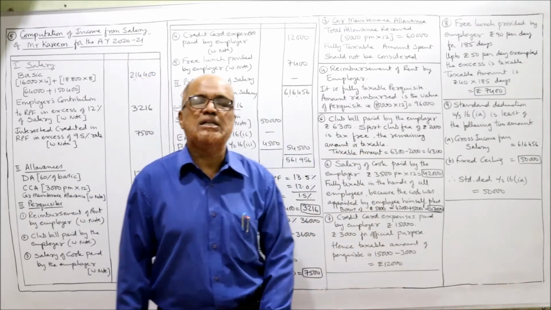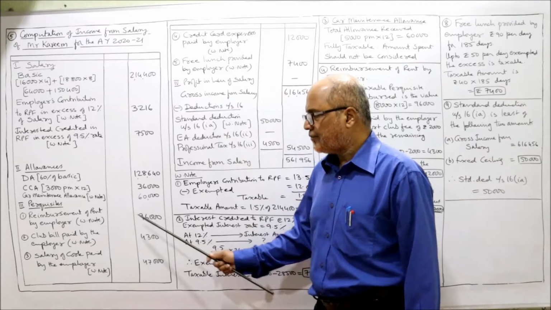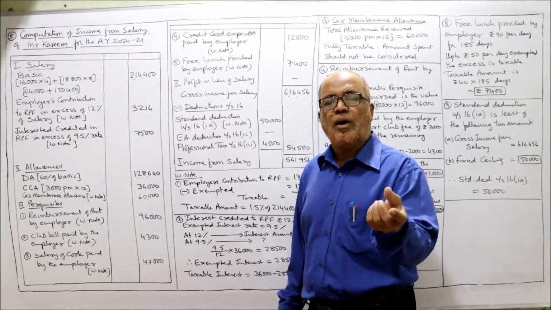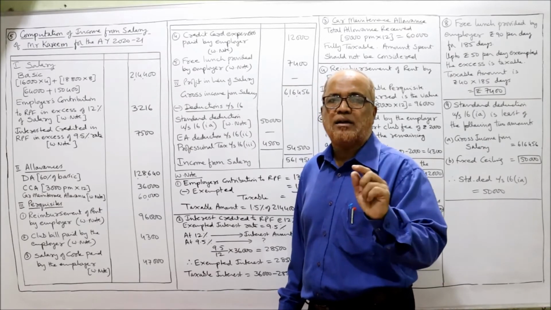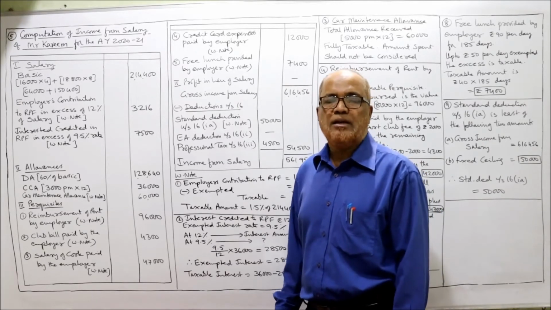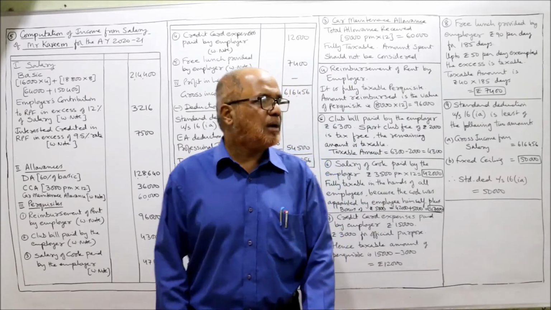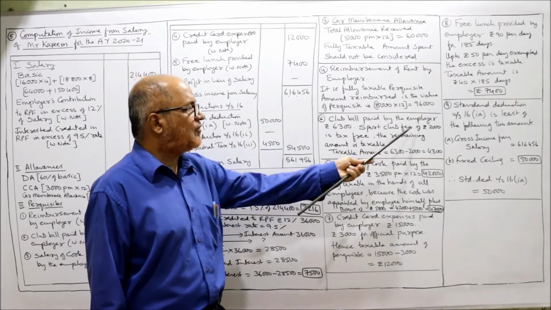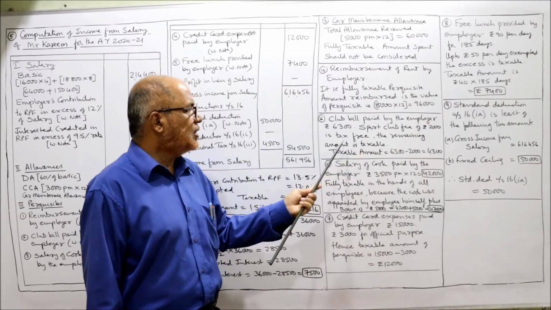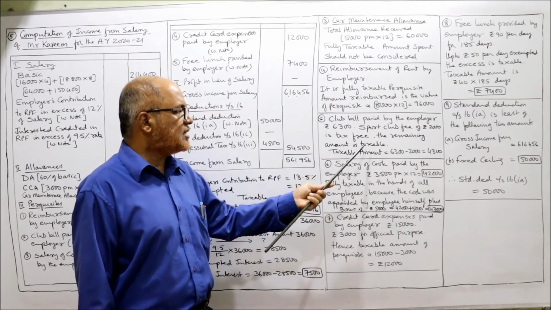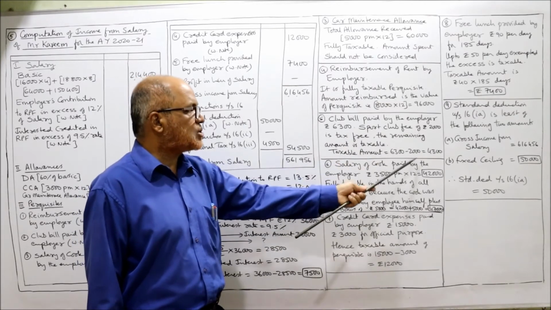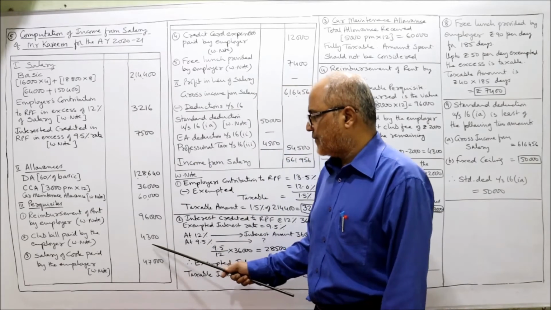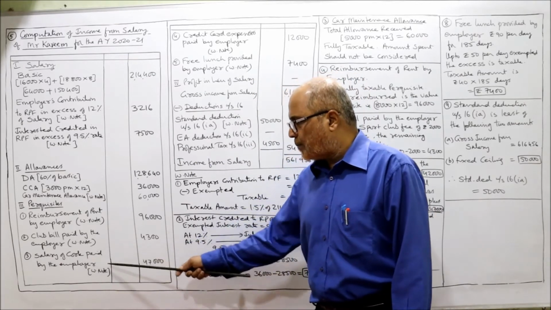8,000 into 12, 96,000. Club bill paid by the employer. Club bill paid by the employer is a taxable perquisite, but sports club bill is not taxable. So we will deduct the sports club bill. Club bill paid by the employer 6,300. Sports club fee is 2,000. So that is tax free. The remaining amount is taxable. So 6,300 minus 2,000, 4,300 is a taxable perquisite. 4,300. Salary of cook paid by the employer.